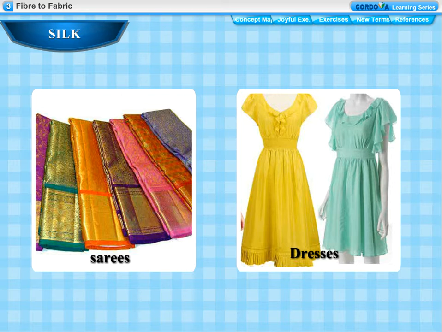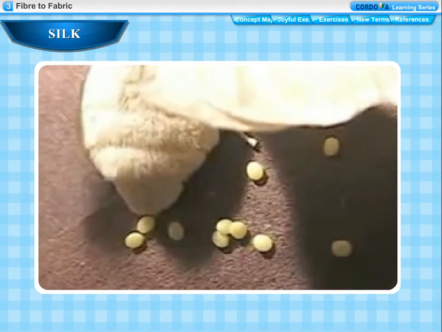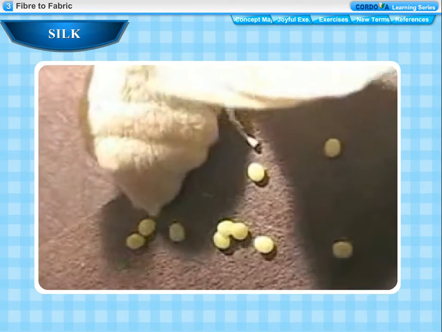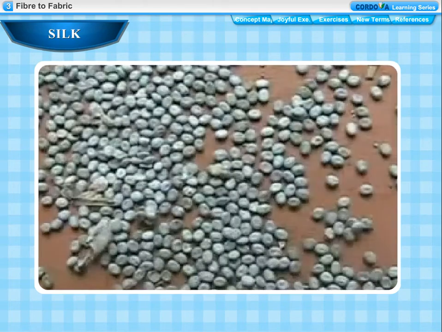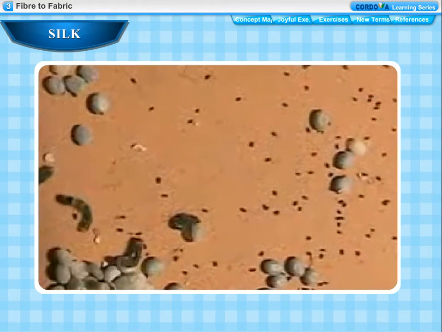Before we discuss the process of obtaining silk, let us study the interesting life history of the silk moth. The female silk moth lays pale yellow eggs on the leaves of a tree. After a few days, the fertile live eggs turn grey.